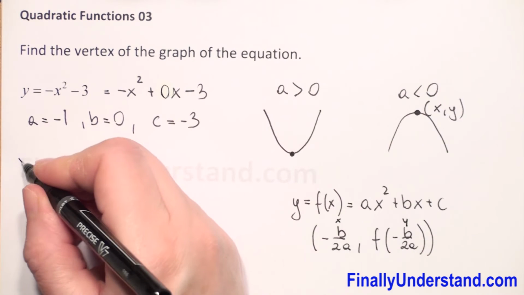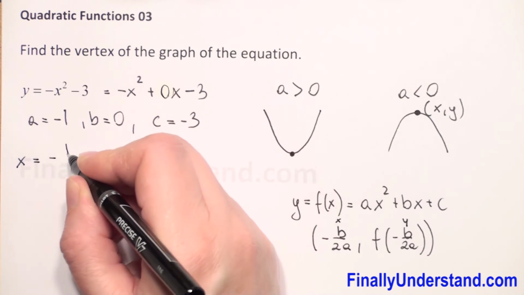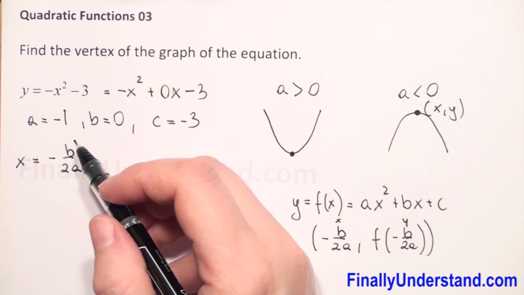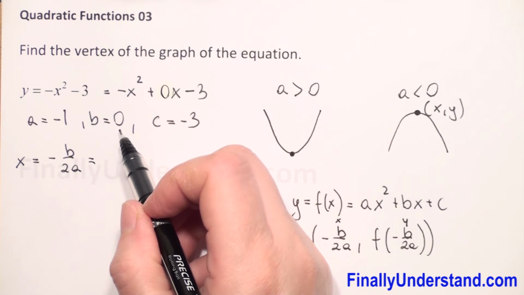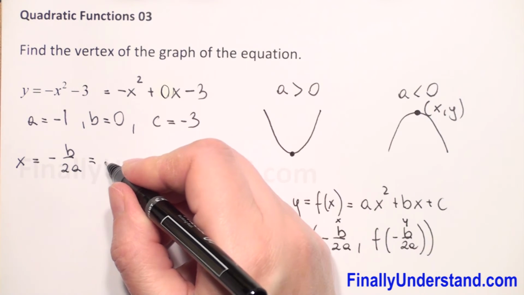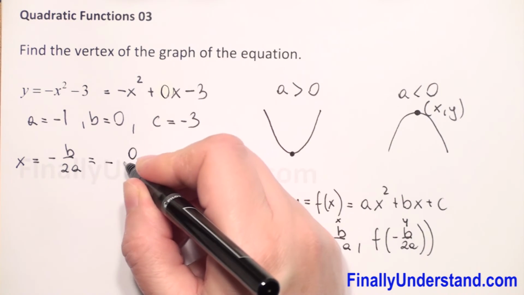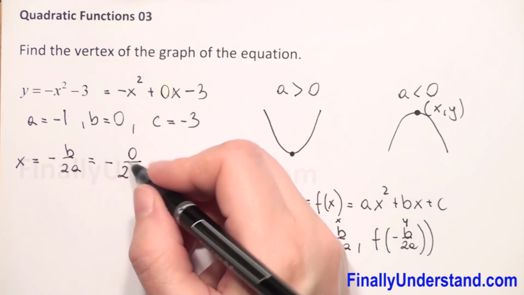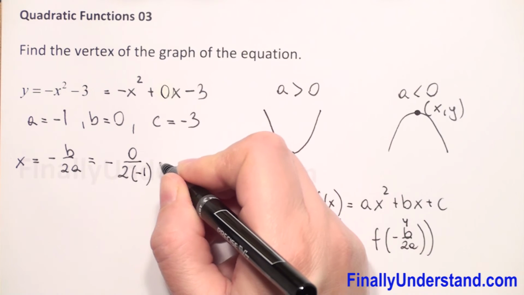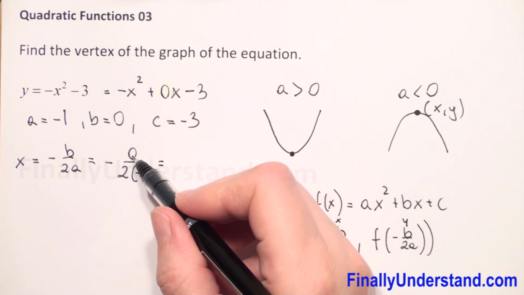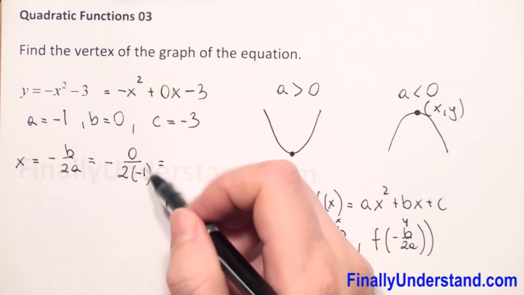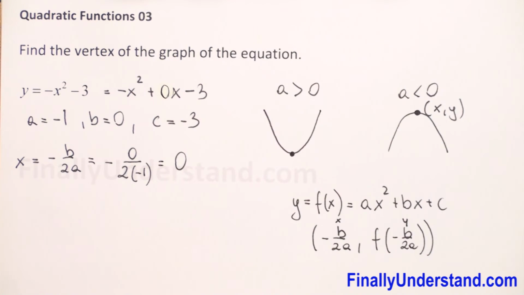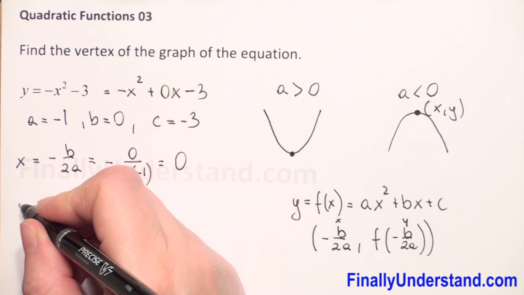So we have that x is equal to negative b over 2a. We have to substitute b by 0. The negative sign I have to copy. So we have 0 over 2 times a, which is negative 1. So this is equal to 0 divided by negative 2, which is still 0. So we have x. Now we have to find the y.